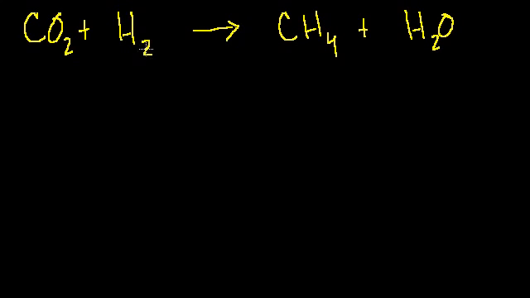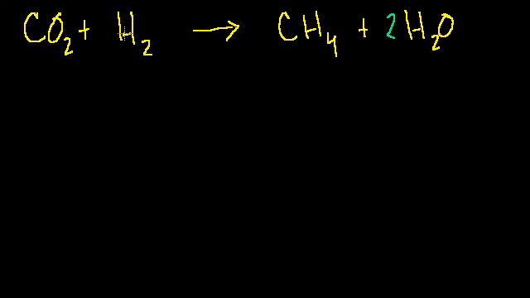Carbon dioxide plus hydrogen gas yields methane plus water. So let's deal with the carbons first. I have 1 carbon here, 1 carbon there. The carbons look happy. Let's look at the oxygen. I have 2 oxygens here and 1 oxygen there. So I want 2 oxygens there, so let me stick a 2 there.